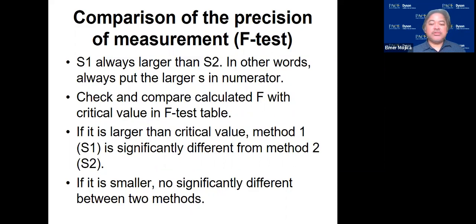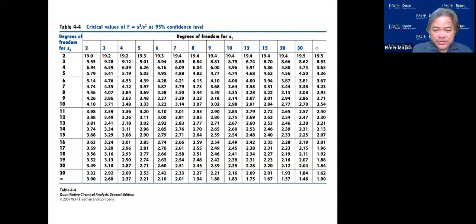And then you check and compare the calculated F with its critical value in the F-test table. So if it's larger than the critical value, you could say the two methods are significantly different. If it's smaller, then they are not significantly different between the two methods. So the one that you use in the F-test is only the standard deviation, unlike in the T-test. Okay. So if you're going to look at this, there's also a table that you have for this F-test.